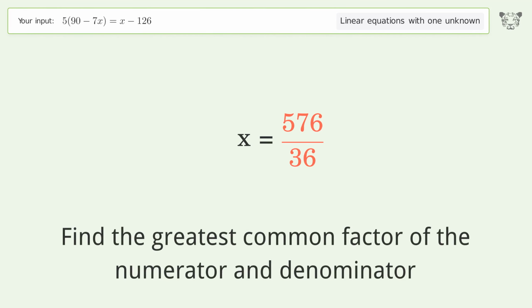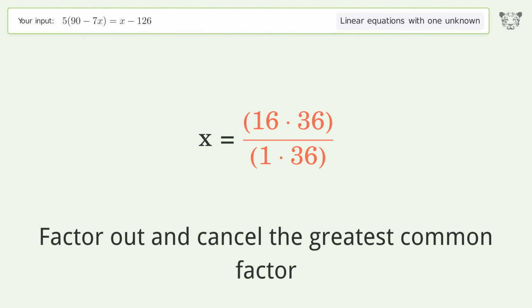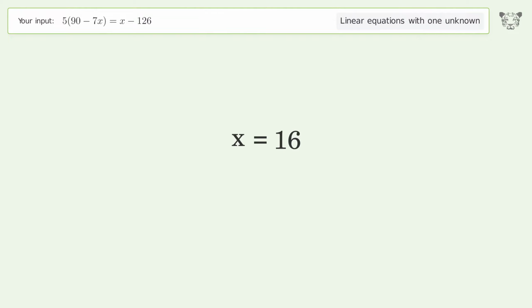Find the greatest common factor of the numerator and denominator. Factor out and cancel the greatest common factor. And so the final result is x equals 16.